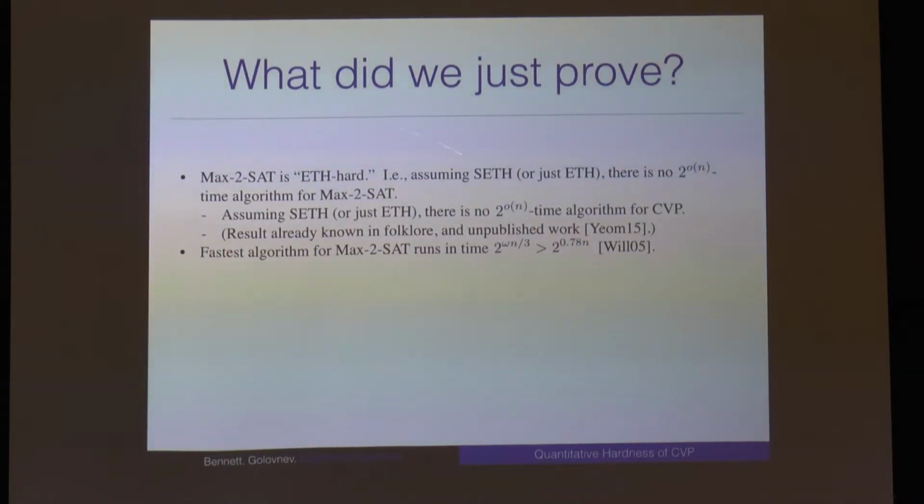In particular, the fastest algorithm for max 2-SAT runs in time about 2 to the 0.78n. It's due to Ryan Williams and has stood for about 12 years now. So if we make the extreme assumption that this is optimal, then we get a really nice lower bound for CVP. We get 2 to the 0.78n. And remember, we had this 2 to the n time algorithm in the L2 norm. So this is pretty close to tight.